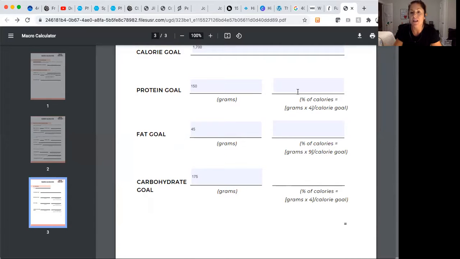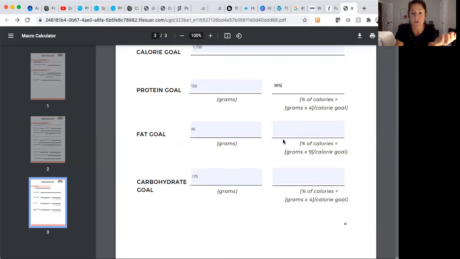So you can calculate that all out. You would take your grams times 4 here for your protein. So for example, 150 times 4. And then you divide it by your calorie goal, which is 1,700. That means about 35% of my calories are coming from protein. You can keep going forward.